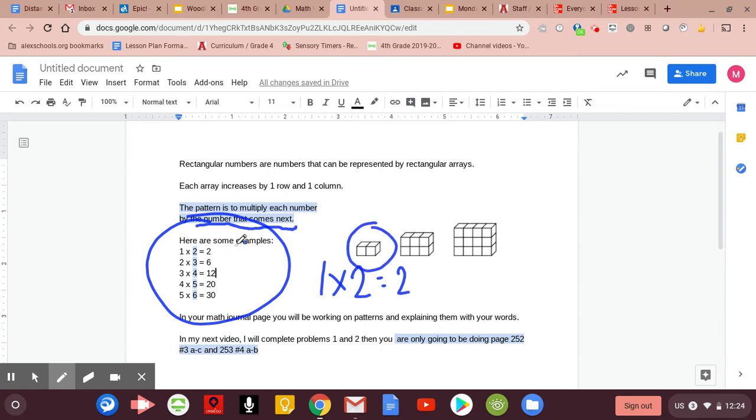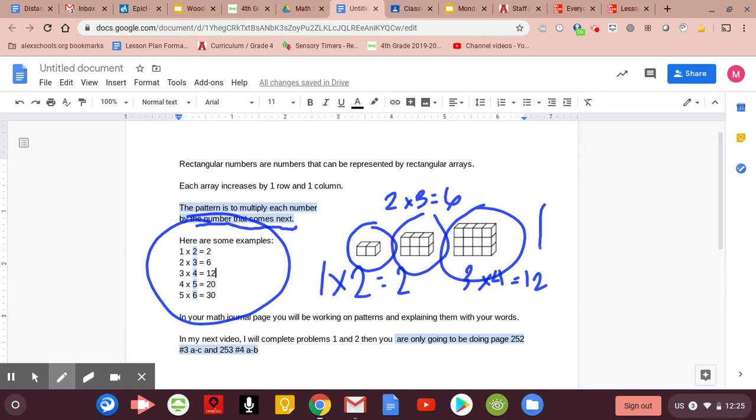So then if I keep going with the pattern, 2 times 3, because my number is 2, and I'm going to multiply it by the number that comes next, which is 3. So if I do 2 times 3, I get 6. So I should have 6 squares here. And then I'm going to keep going. So I have 3 times 4 is 12. So I should have 12 here. And then it just keeps increasing. 4 times 5 would give me 20.